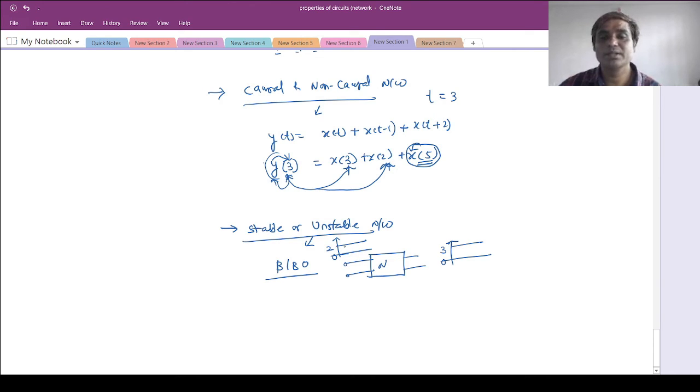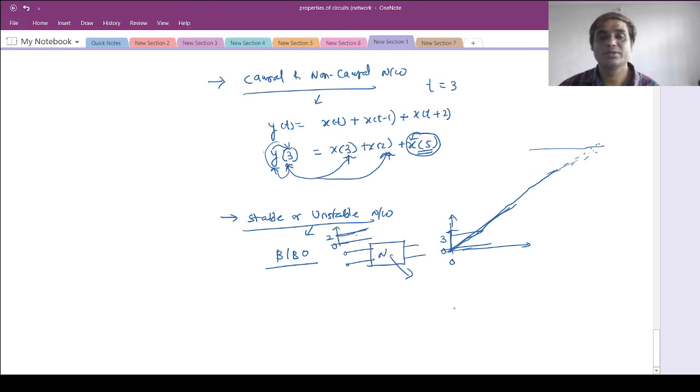Whereas if I am applying this, but at the output I am getting this, then this is not a bounded output. I am applying a bounded input, but I am not getting a bounded output. This is an infinite output, which is not bounded, because this magnitude is not finite, it is infinite. That's why it is not satisfying the bounded input bounded output criteria. So in this situation, such a network is called an unstable network. Okay. So these are basically the different properties of circuits.